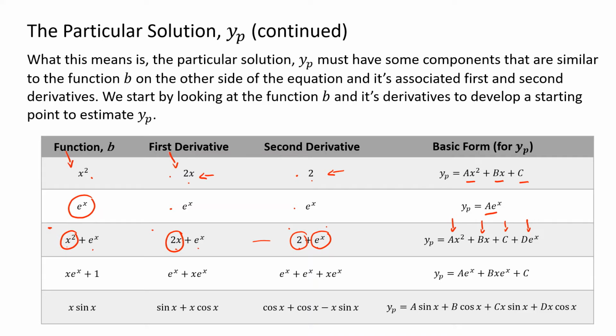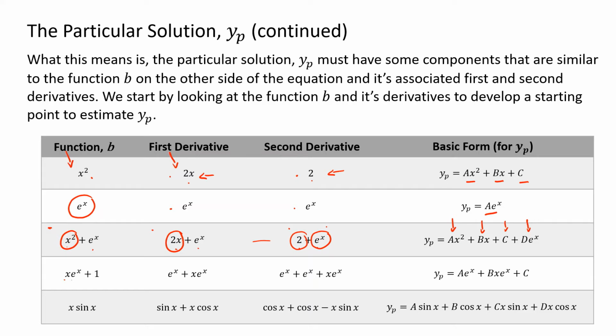Let's look again. I have 2 more examples, and then I'm going to explain what you do to solve them. And the best way to do that is to look at an example. So our next function is x times e to the x plus 1.